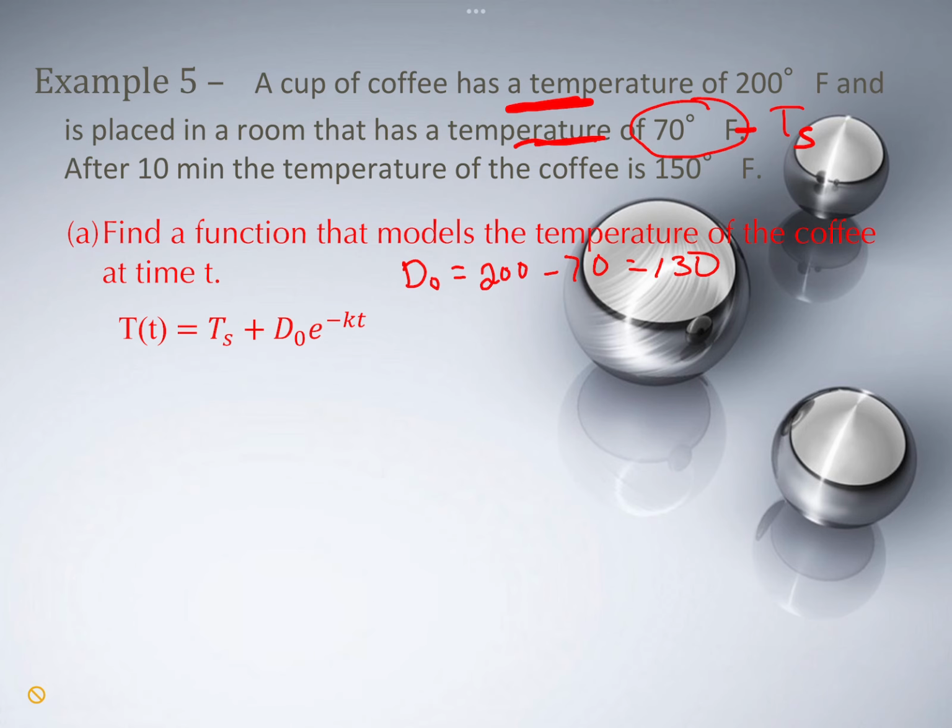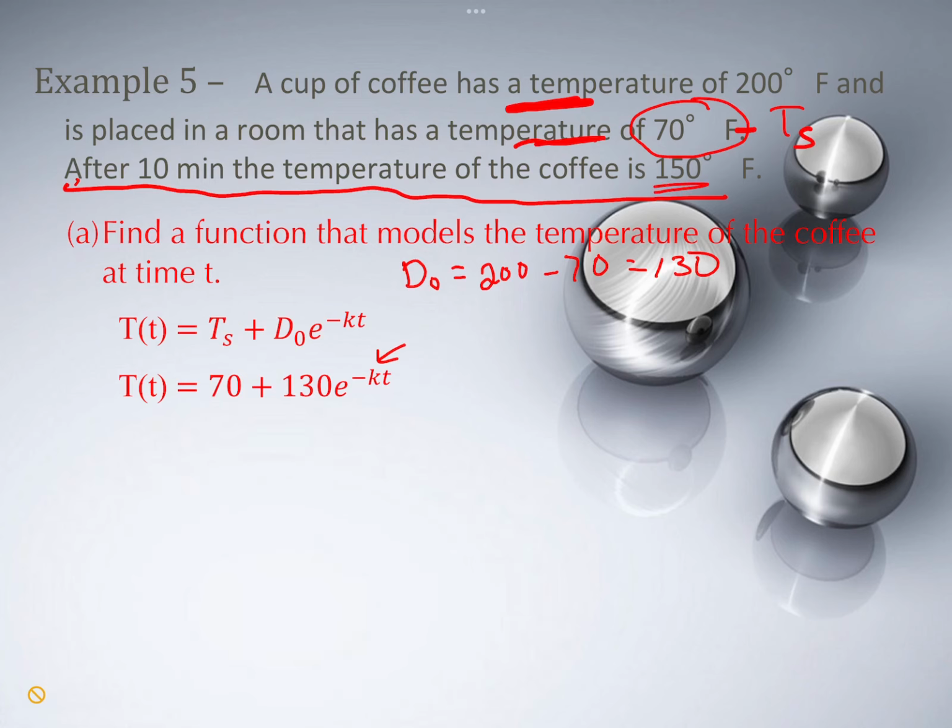So we're just going to plug those in. I know that my T of S is 70, and I know that my D of 0 is 130. Now we need to find our k, because we have to know what that constant is right here. To find that, we're going to use this last sentence. We know after 10 minutes it's 150 degrees. So this 150 can become our T of t, and our time is 10 minutes. If I plug that in, we have everything but our k that we need to solve for.